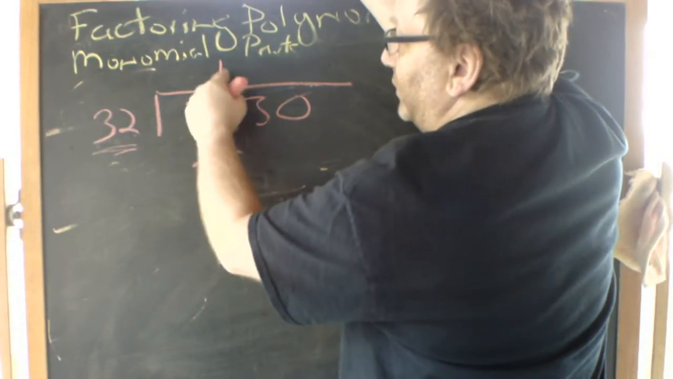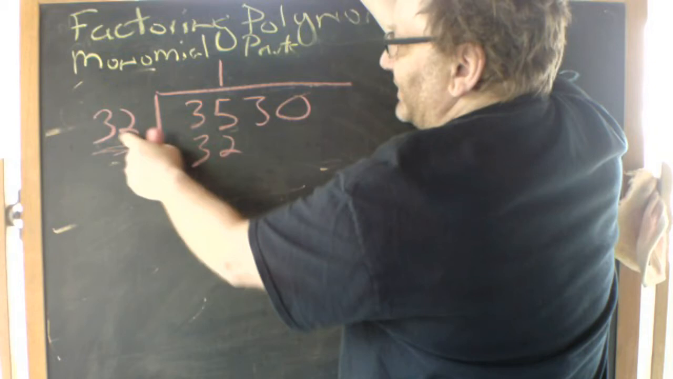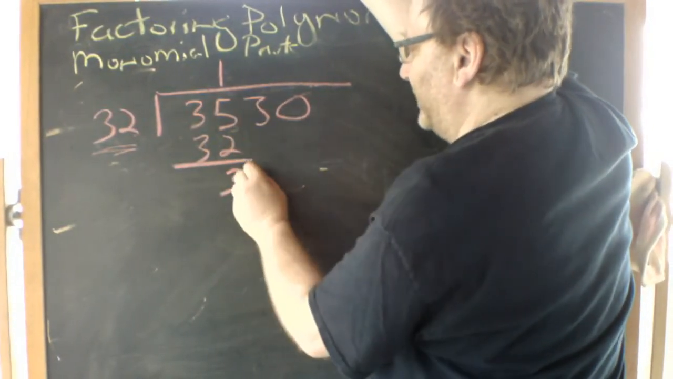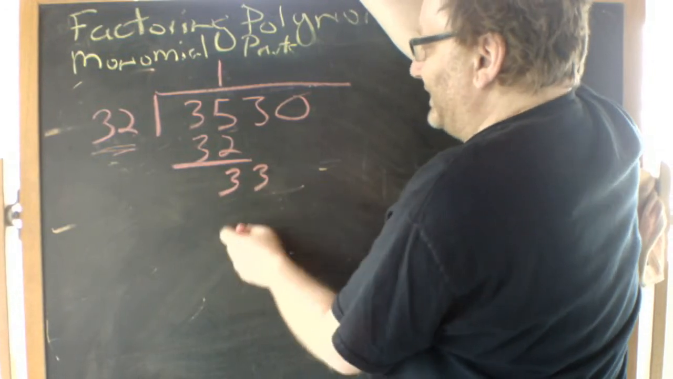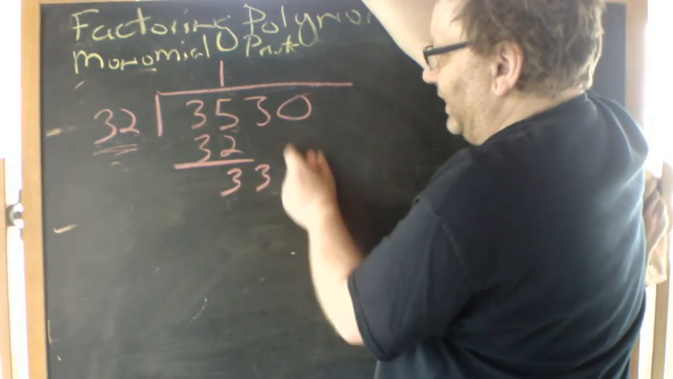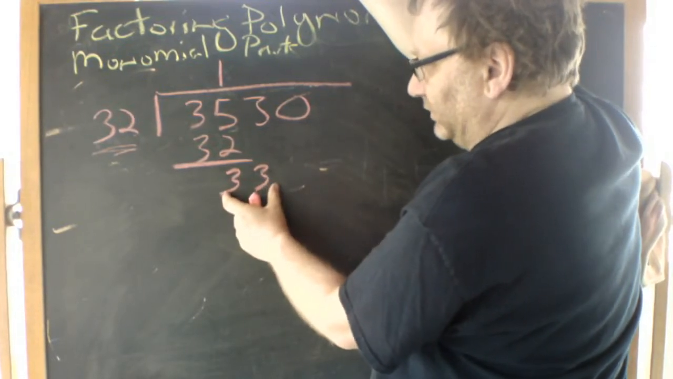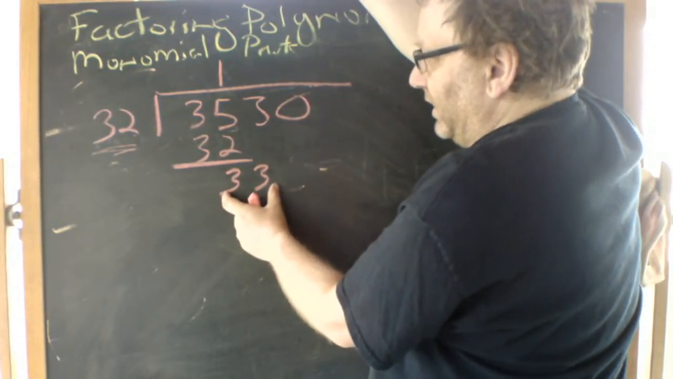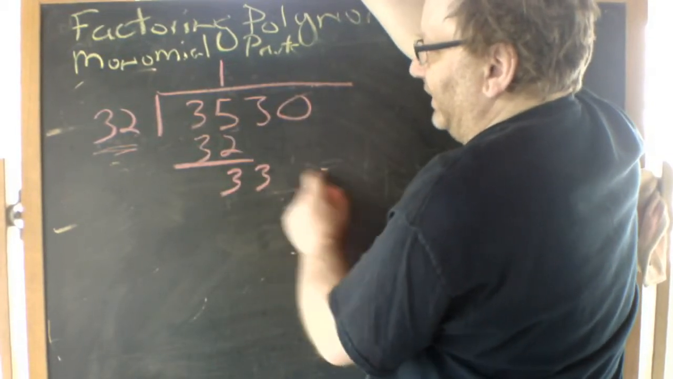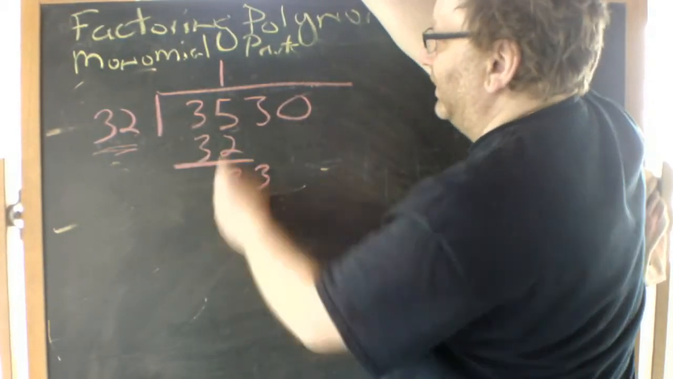Yes, it goes in once. Then I did 1 times 32. I subtract, and I bring down the next place value. And now this technically is representing 330 because of its place value. And I'm asking how many 10s go into 330 if I'm dividing by 32, which will go once.